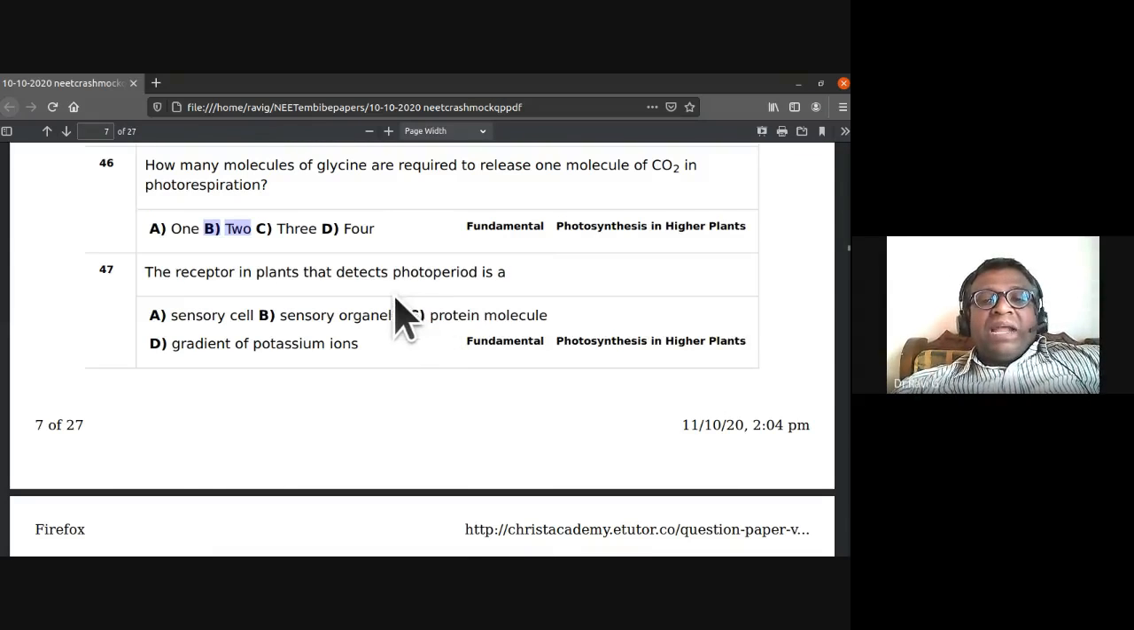The receptor in plants that detects photoperiod is a sensory cell, sensory organelle, protein molecule, or is it gradient of potassium ions? So the protein molecule is a receptor in case of detecting photoperiod. So 47th, the answer is C.